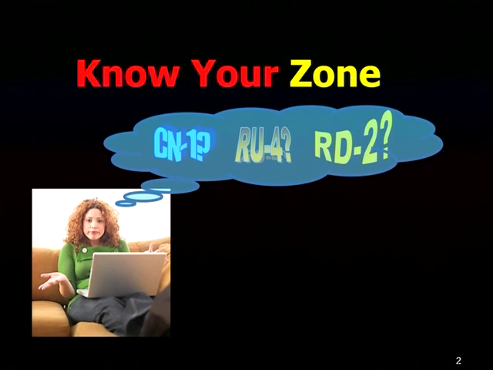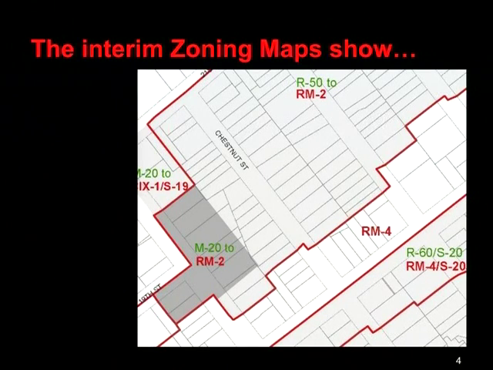With a few clicks of your mouse, you can view the proposed maps for your Oakland neighborhood or favorite shopping district. This video will help you understand how to read the maps and how to know your zone. When you download a zoning map, a portable document file or PDF will open. You can use your mouse to navigate around the map and zoom in to see more detail.